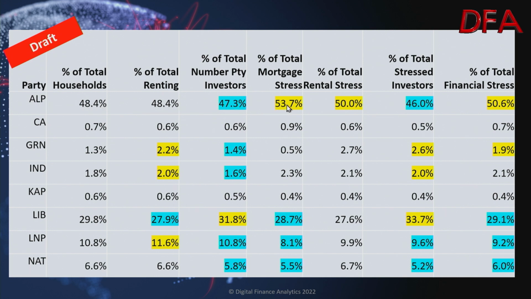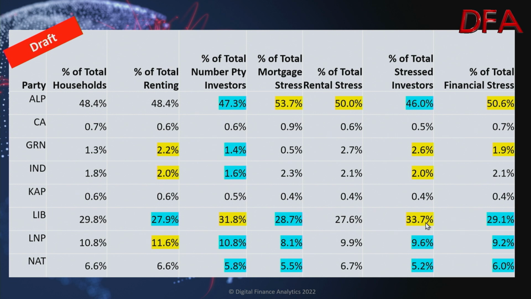But 53% are in mortgage stress. Sorry about the dogs. Total rental stress is also higher than average, so you can see that there's an interesting story there. Whereas if you look at the Liberals, 31.8% of property investors compared with 29% of households. 33% are stressed property investors compared with 29%.